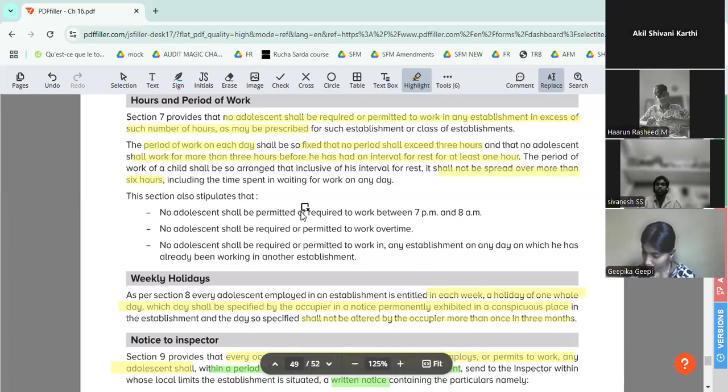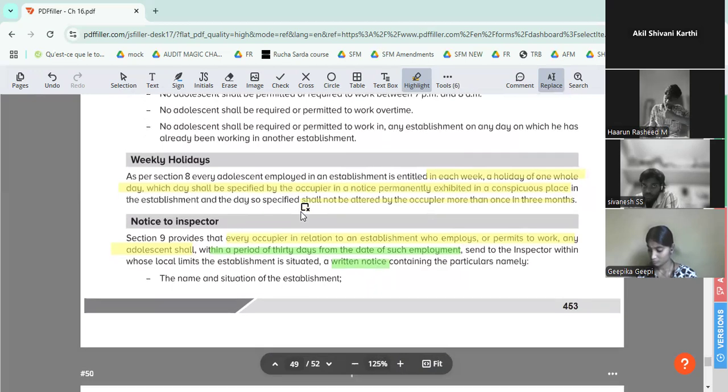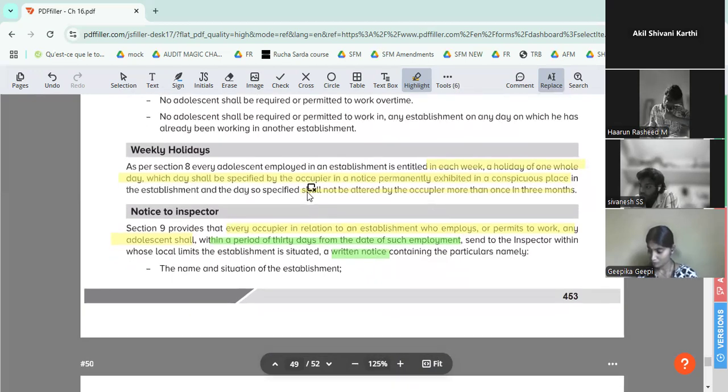Okay, clear? Section 7: how work hours should be structured in case you are employing an adolescent in your shop. Next is Section 8, which talks about weekly holidays. Every adolescent employed in an establishment is entitled in each week to a holiday of one whole day. This holiday shall be specified by the occupier in a notice permanently exhibited in a conspicuous place. Conspicuous means an open place. It should be mentioned in a notice, for example, every Tuesday is a holiday, and it should be permanently exhibited. And the day so specified shall not be altered by the occupier more than once in 3 months. So once in every 3 months you can change which day is the holiday, but you cannot do it more frequently. Clear?